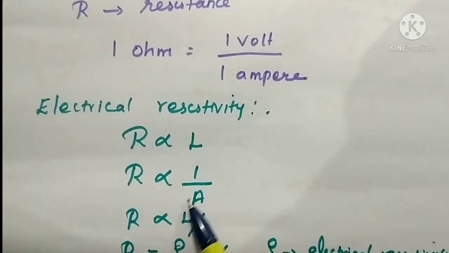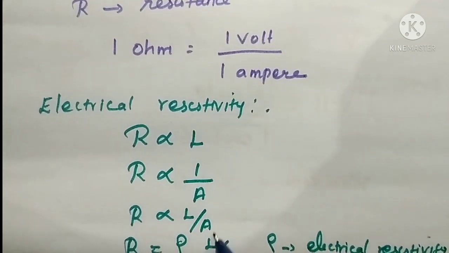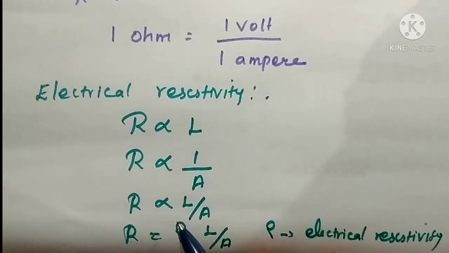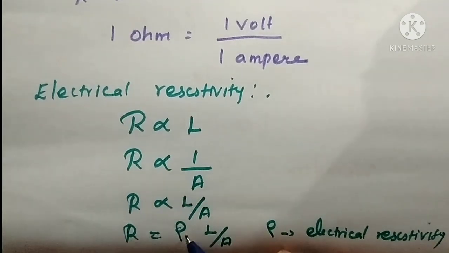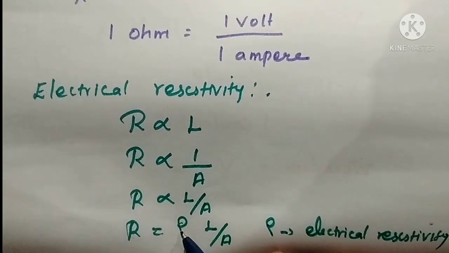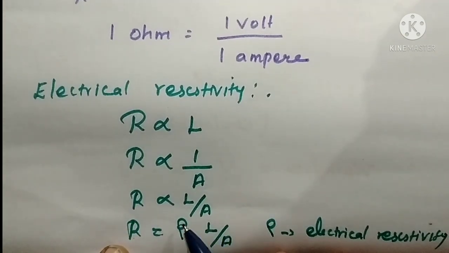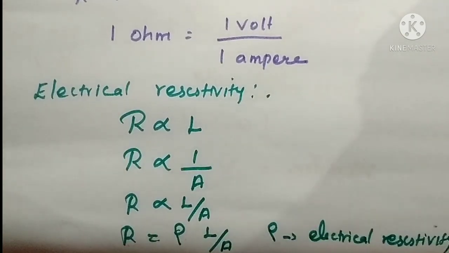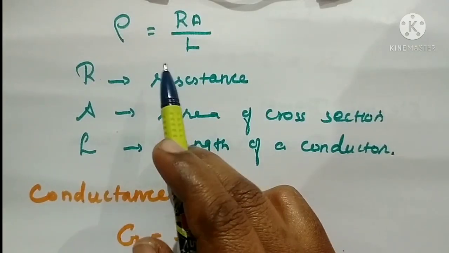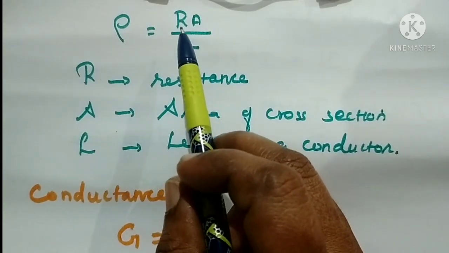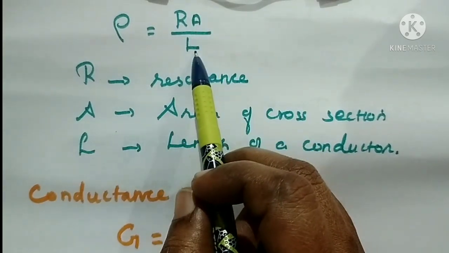By combining these two relations, R is proportional to L by A, length by area. Here R is equal to rho into L by A. Here this rho is called the proportionality constant, that is, electrical resistivity. So R is equal to rho L by A. Here rho represents what? Electrical resistivity. From that we can find the value of electrical resistivity. So electrical resistivity is equal to resistance into area divided by L.